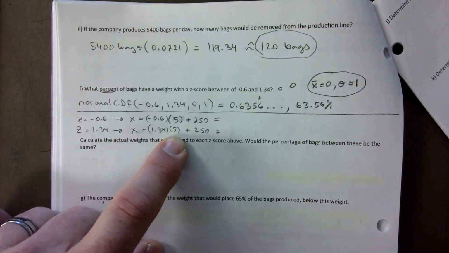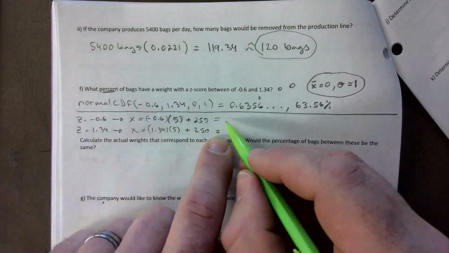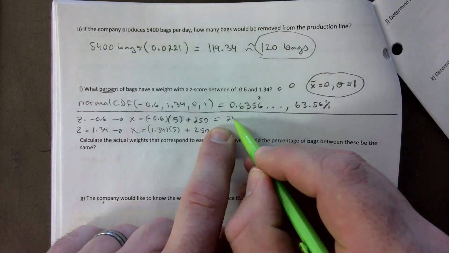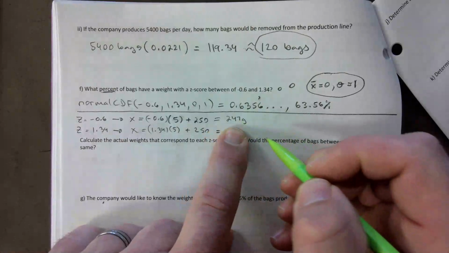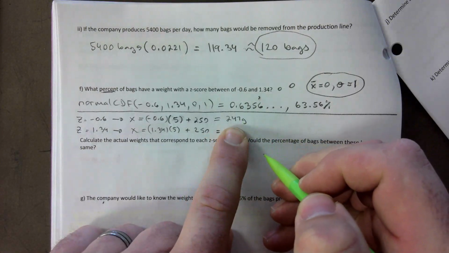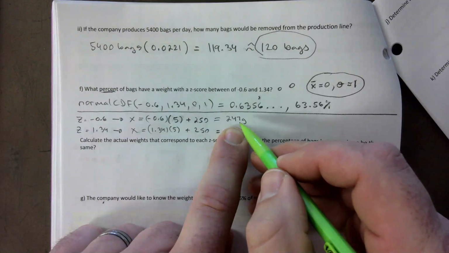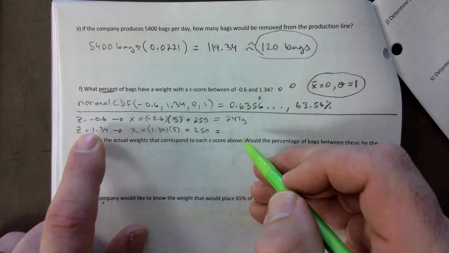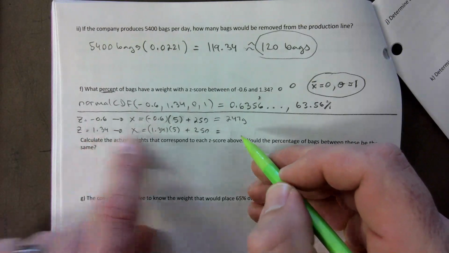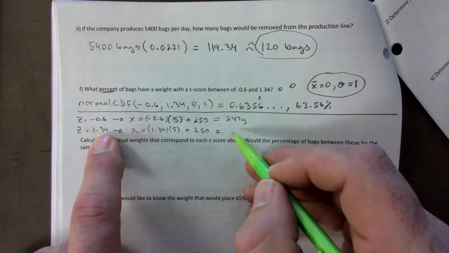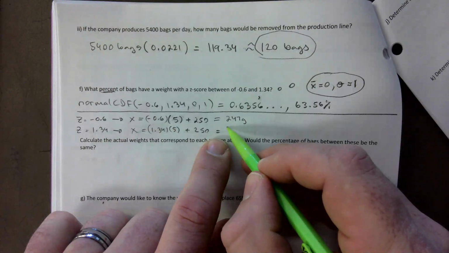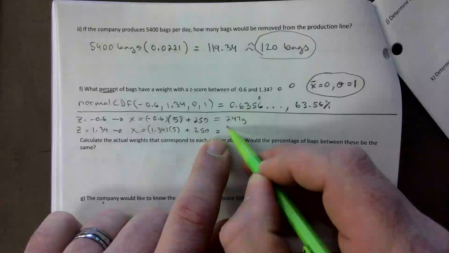Do I have this on my key? I do. A negative 0.6 z-score is the same thing as saying 247 grams. And it makes sense, it's below the average, right? Which the z-score was kind of giving away. It's a negative. And this one will be above the average by 1.34 standard deviations. So this is going to give you, sorry, I'm trying to find my notes here, 256.7.